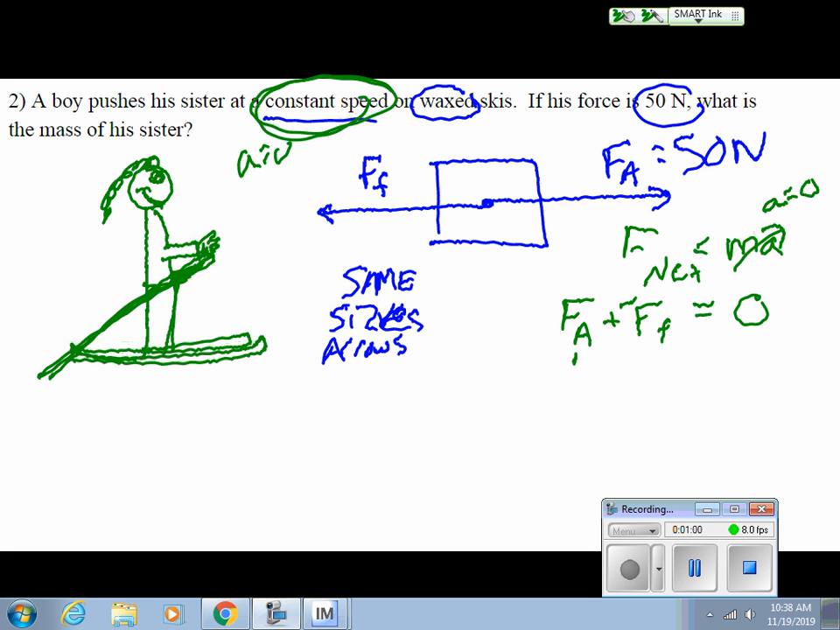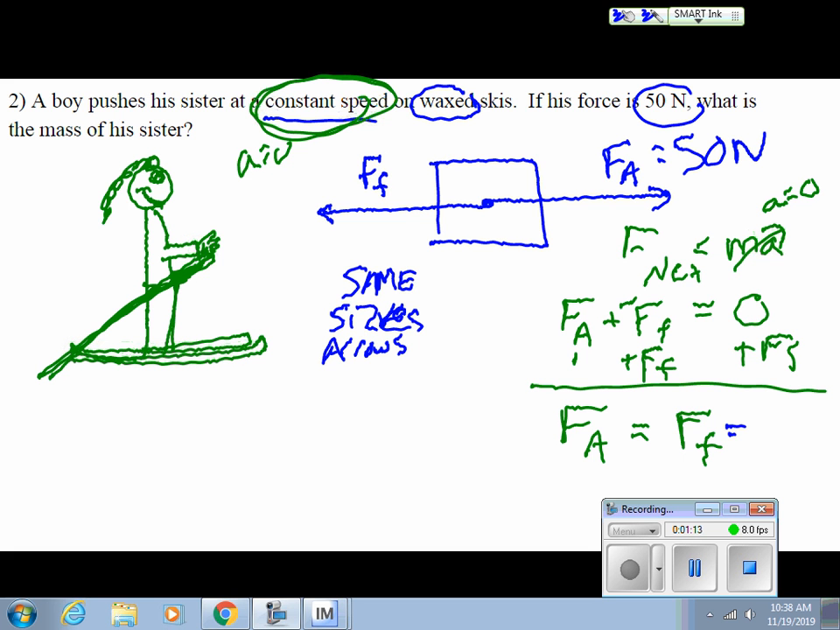I'll add force of friction to both sides. Now I have force applied is equal to my force of friction. But what is my force of friction? My force of friction is also equal to mu mg. Remember, this is right here. This is mu. And we looked that up.